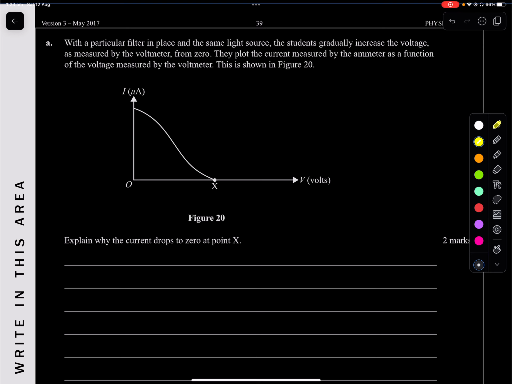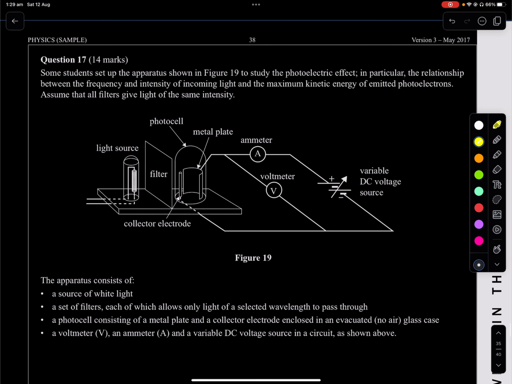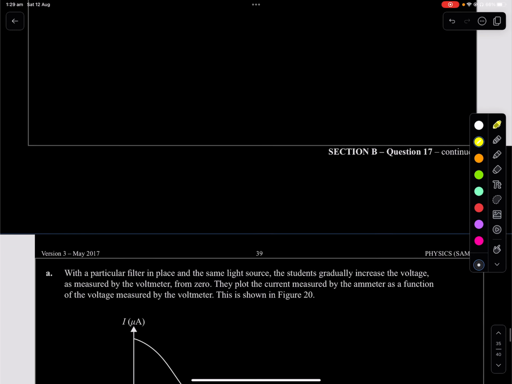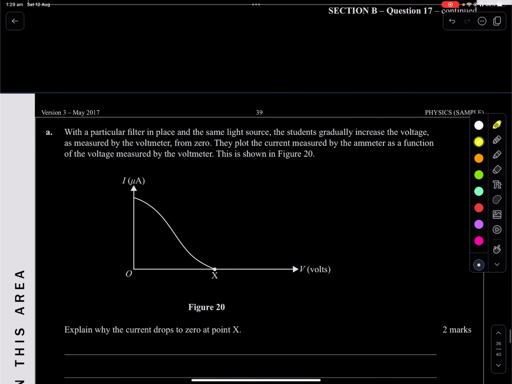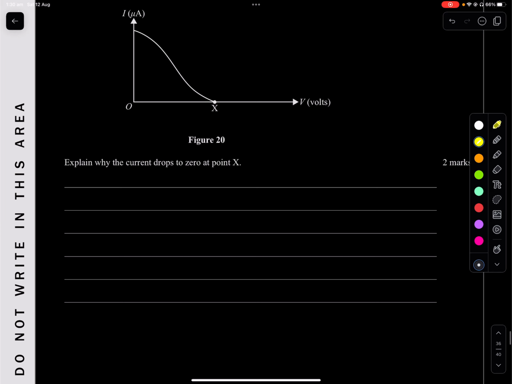Well, it makes sense because the voltage is slowing down the movement of the photoelectrons towards the collector electrode. So the more the voltage goes up, the more photoelectrons that will start to be prevented from reaching that collector. So at the voltage X, where the photoelectrons are all blocked, the current must therefore become 0 because there are no more photoelectrons. So we just have to say that.